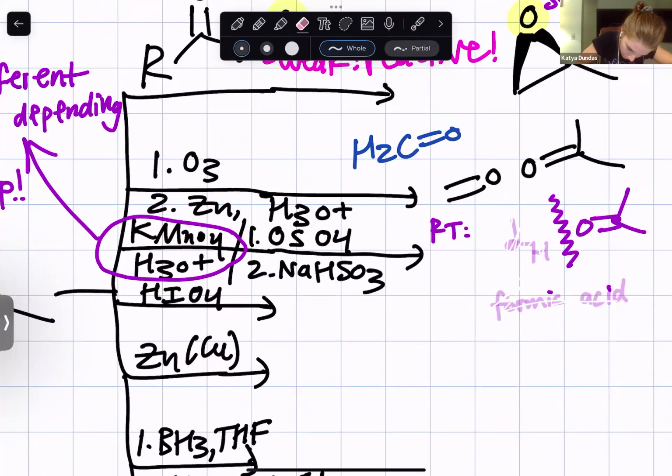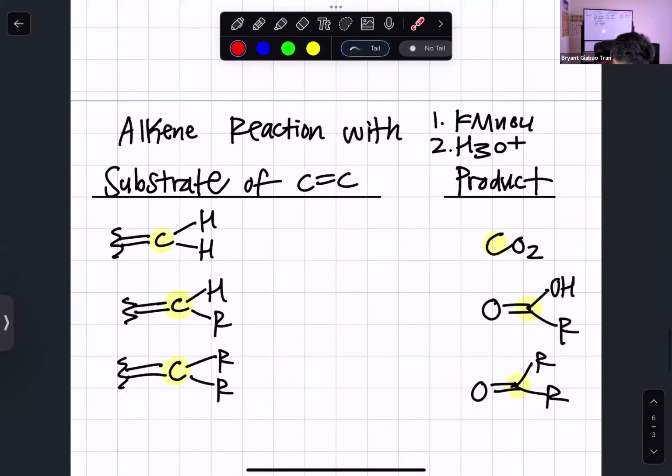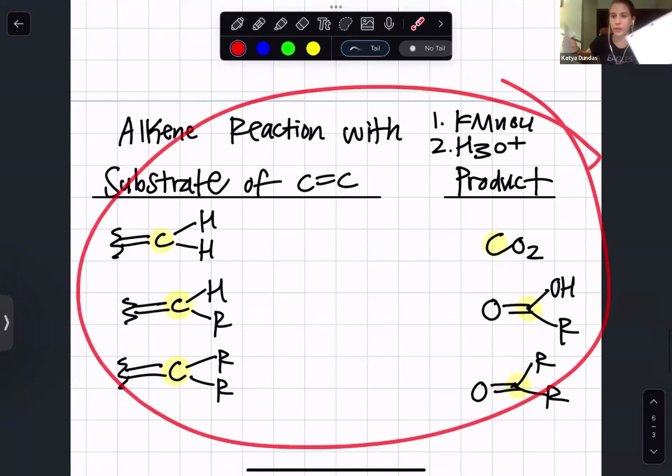So when you're studying these reactions, try making up diagrams, flowcharts, tables. Oh yeah, I've got a paper all prepped for a chart.